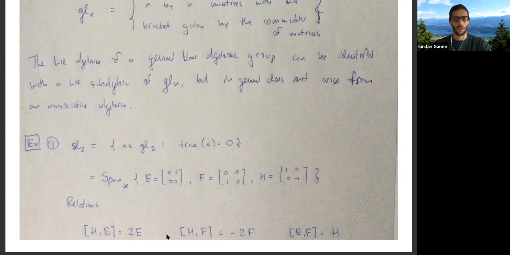these SL_2 relations that are fundamental to representation theory. Can you explain again?